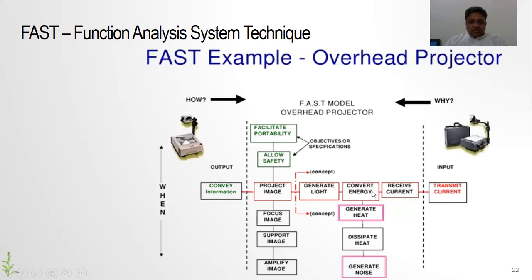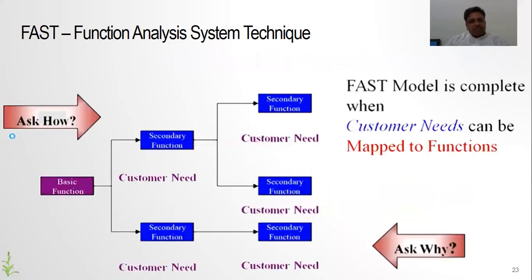So how does it happen? Convert energy generates heat, so dissipate the heat, generate the noise, then close the noise. Then project image: focus the image, support image, and amplify the image. So this is the first example. If you see here, ask why from the basic function to the secondary function, because it is a customer need. In that, the secondary function again breaks into two secondary functions. The first model is complete when customer needs can be mapped to functions.